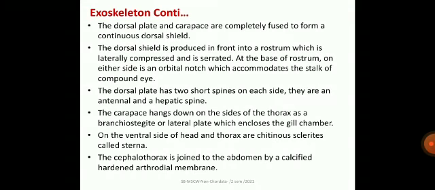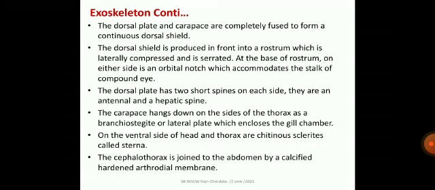So you can mention the dorsal plate and carapace are completely fused to form a continuous dorsal shield. The dorsal shield is produced in front into a rostrum, which is laterally compressed and is serrated. I have already mentioned the function of the rostrum is in defense or attack. At the base of this rostrum on either side is an orbital notch, a depression, which accommodates the stalk of the compound eye.